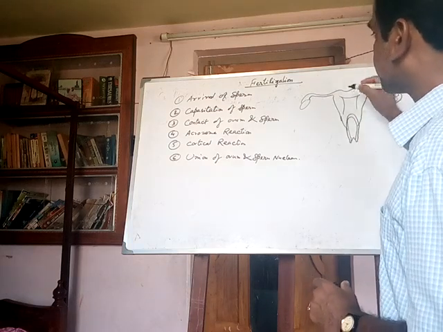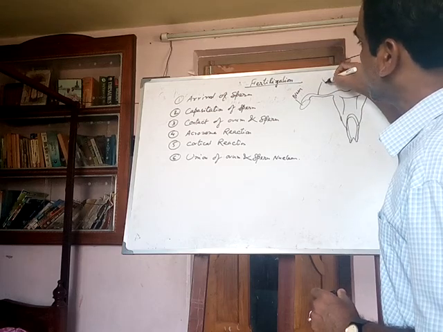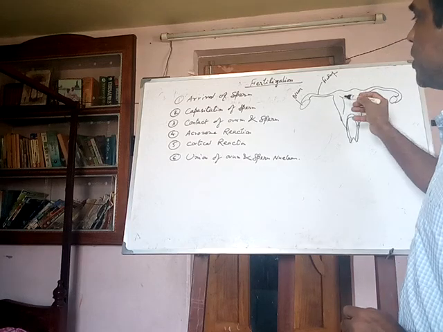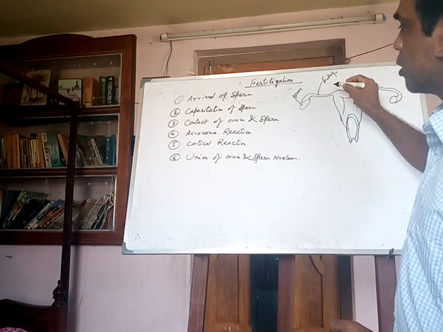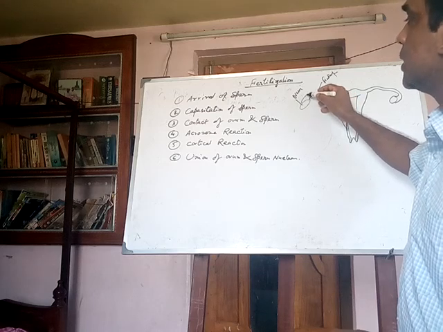It is the ovary, and that is the fallopian tube. The end part of the fallopian tube, the part conjoined with the ovary, is called the ampulla.